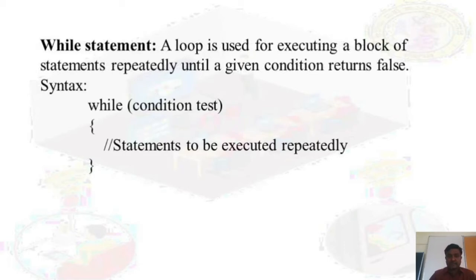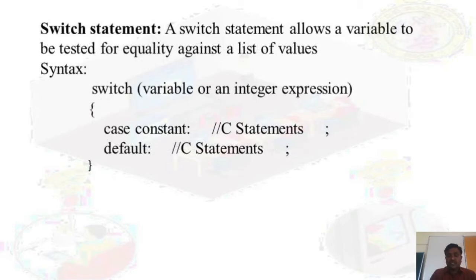The while statement is a loop used for executing a block of statements repeatedly until the given condition returns false. The syntax is while condition, and the statement is executed continuously as long as the condition is true. If the condition is false, the program comes out of the while loop. One more statement we are going to use here is the switch statement.